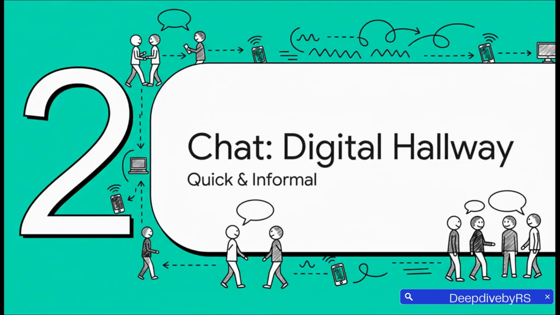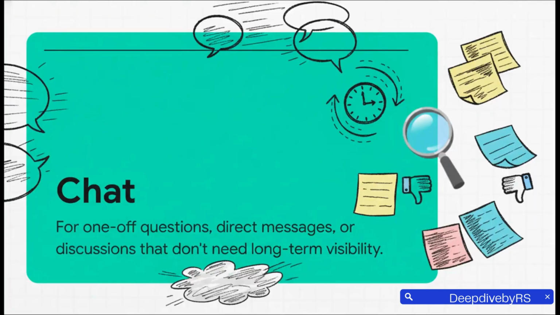All right, let's dive into the feature that everyone knows, or at least thinks they know: chat. The absolute best way to think about this is as your digital hallway. Seriously, it's the spot for those quick, informal little chats you'd have if you just bumped into a colleague by the coffee machine. So what's chat really for? It's simple. One-on-one questions, quick DMs to a couple of people, or any little discussion that's kind of temporary and you won't need to search for a month from now. Think of it like a digital sticky note, not a permanent project document.